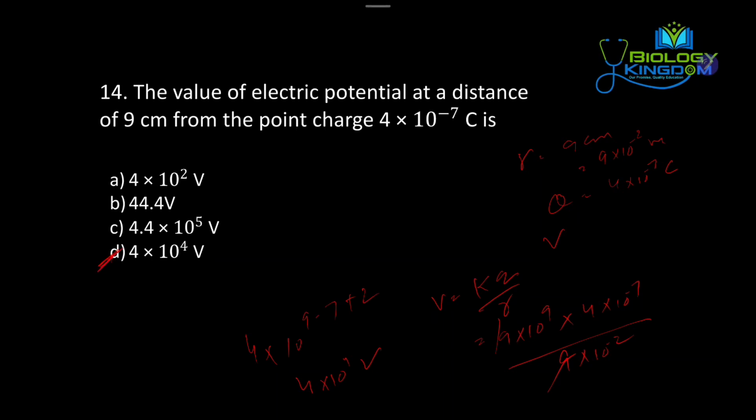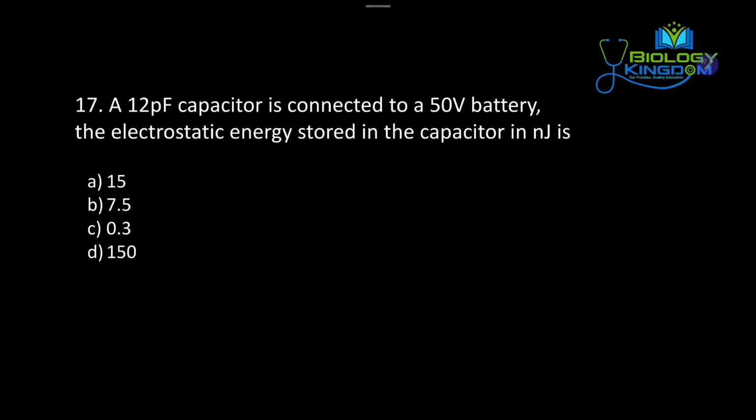So option D is the right answer. You can see here, it's a very easy question. Now we'll move further. A 12 picofarad capacitor is connected to a 50-volt battery. The electrostatic energy stored in the capacitor in nanojoule is. Now here see, it's all about the units.